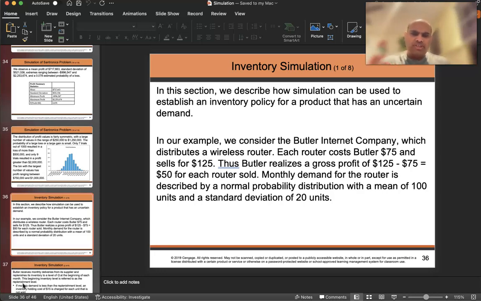But with inventory simulation, depending upon whether you have too much or too little inventory, the costs that you incur are different. So we have to keep track of whether we have too much inventory or too little inventory, and then calculate costs based upon that, right?